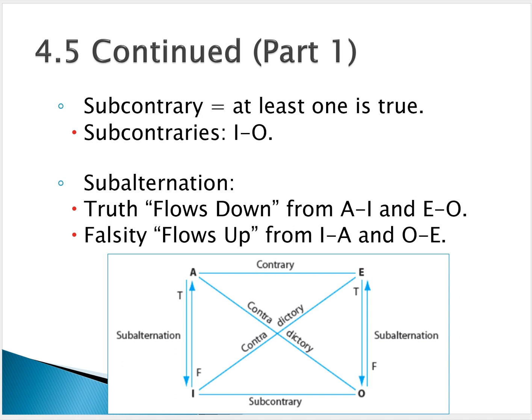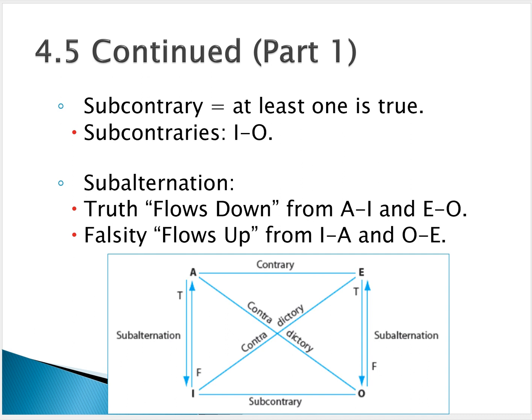And then there's something called subalternation. And this is where truth flows down from A to I and from E to O. So you'll notice here, subalternation right here, here to here. And falsity flows up. So falsity goes from O to E and I to A. And again, if you really truly understand this square, it'll make your life so much easier.